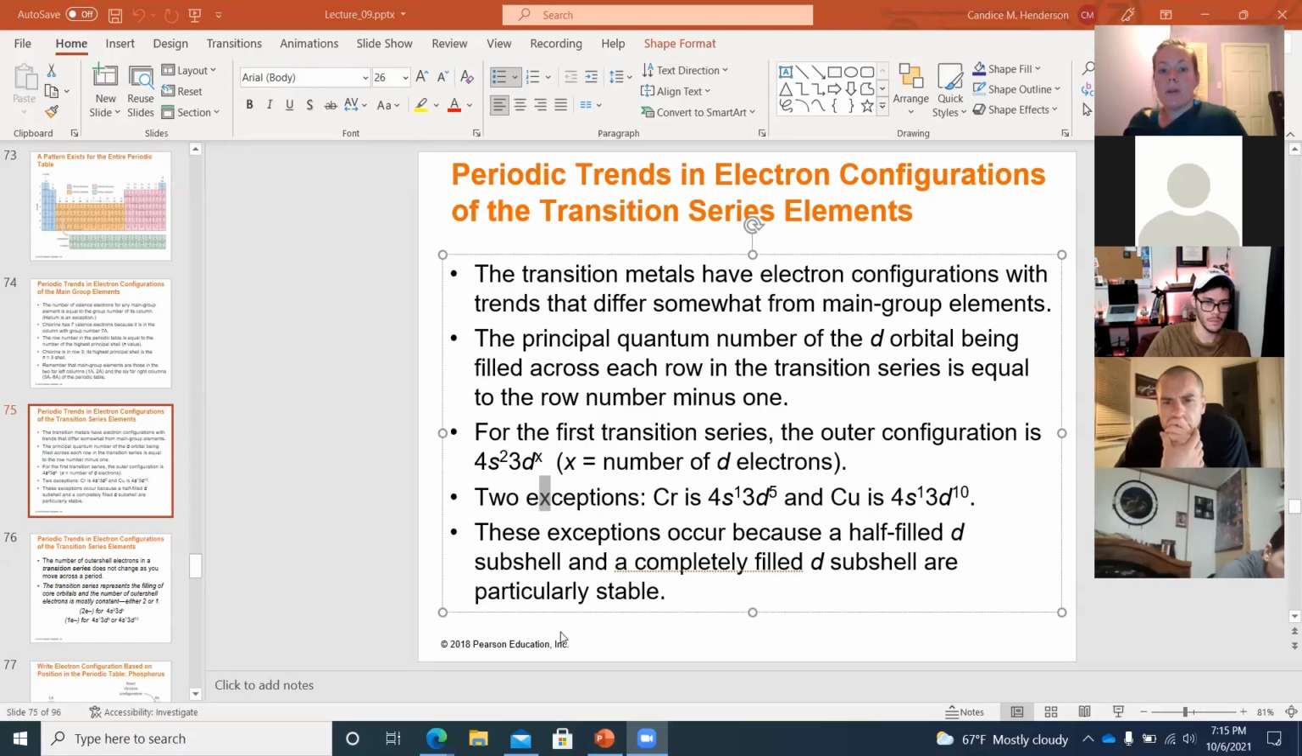Grayson, the column number is always the number of valence electrons every time. Yes, for the main group elements. So for the 2 columns on the left and the 6 columns on the right, the number of valence electrons will correspond to the column you're in.